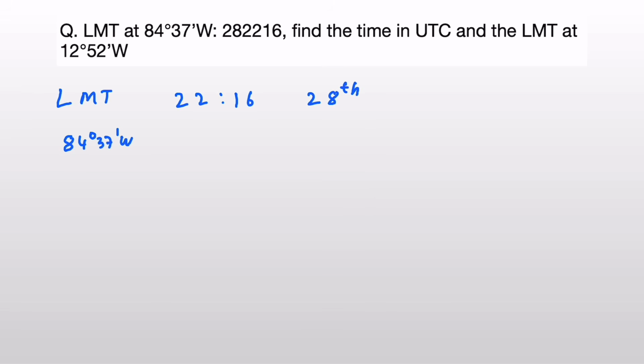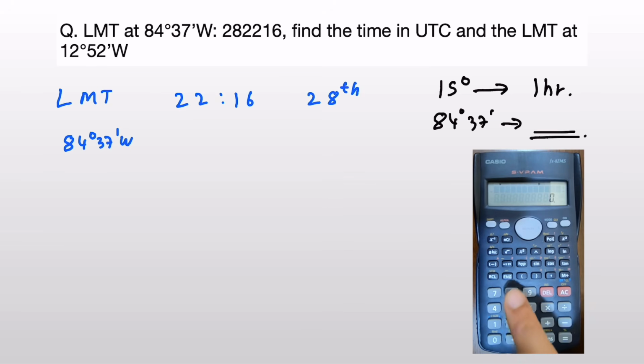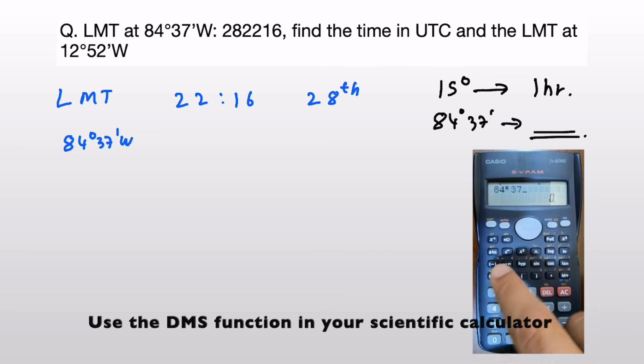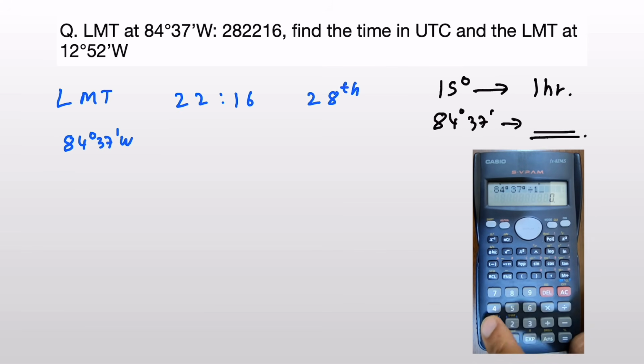Now we need to add or subtract something to this LMT, which is the local time, to get the UTC. We know that 15 degrees was covered in 1 hour. So 84 degrees 37 minutes will be covered in how many hours? Very easy way to do it. Just pick up your scientific calculators and divide 84 degrees 37 minutes by 15.